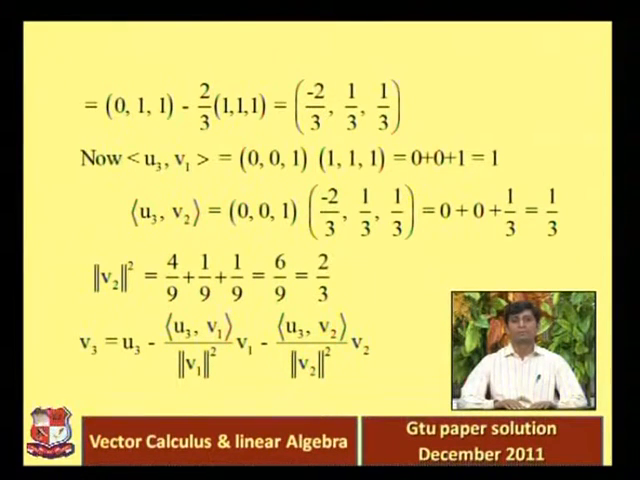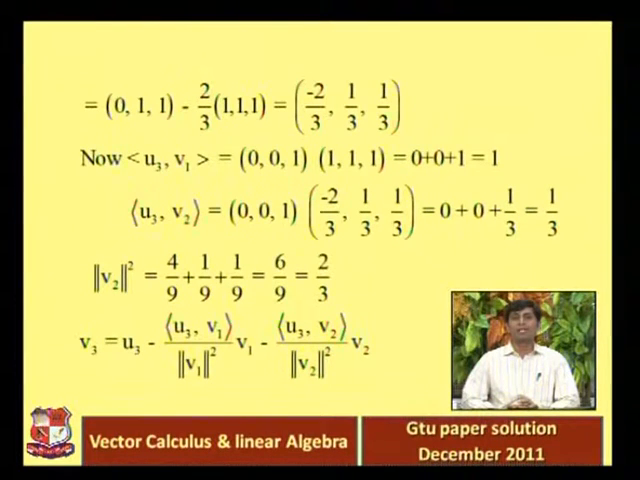Norm v2 square equals, under root, if v2 is equal to x1 x2 x3, so norm v2 square is equal to x1 square plus x2 square plus x3 square, and v2 is minus 2 by 3, 1 by 3, 1 by 3. So norm v2 square is equal to minus 2 by 3 square plus 1 by 3 square plus 1 by 3 square. So norm v2 square is equal to 4 upon 9 plus 1 upon 9 plus 1 upon 9 equals 6 upon 9 equals 2 by 3.